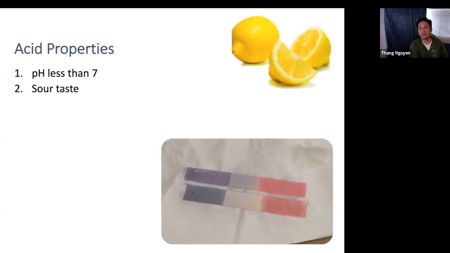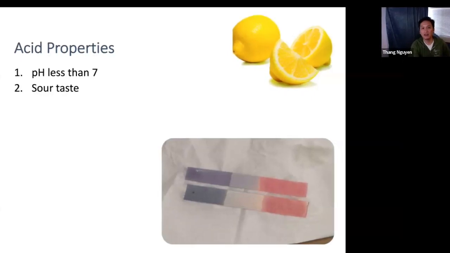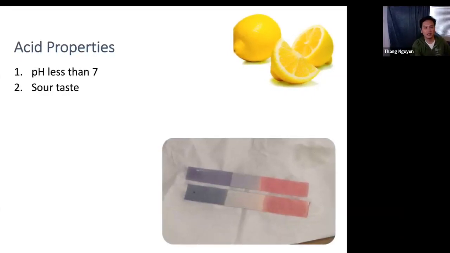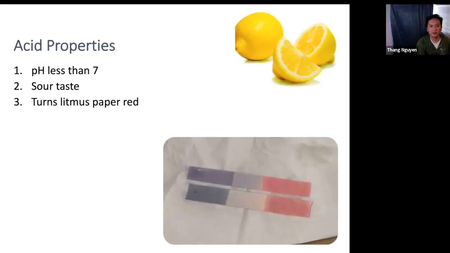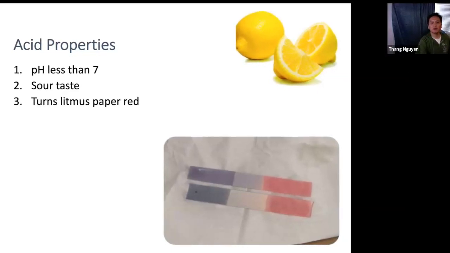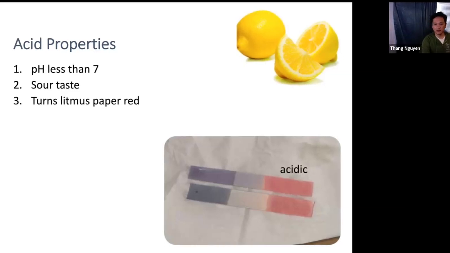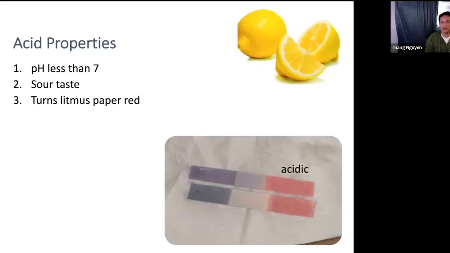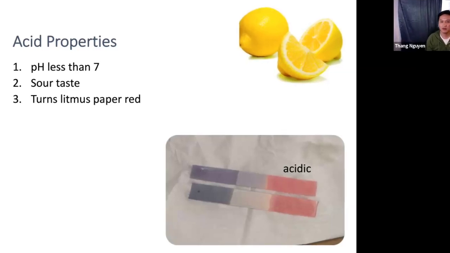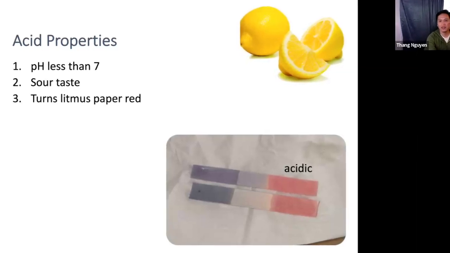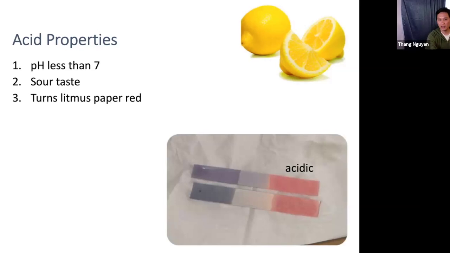And again, we said it tends to have a sour taste. Citric acid, acetic acid and vinegar, very sour taste. And it turns litmus paper red. Okay, so if you have a litmus paper that's blue and you dip it into acid, it will turn red. And I'll talk about litmus paper in a bit when we talk about base also. But for now, let's just keep in mind that it does turn litmus paper red.